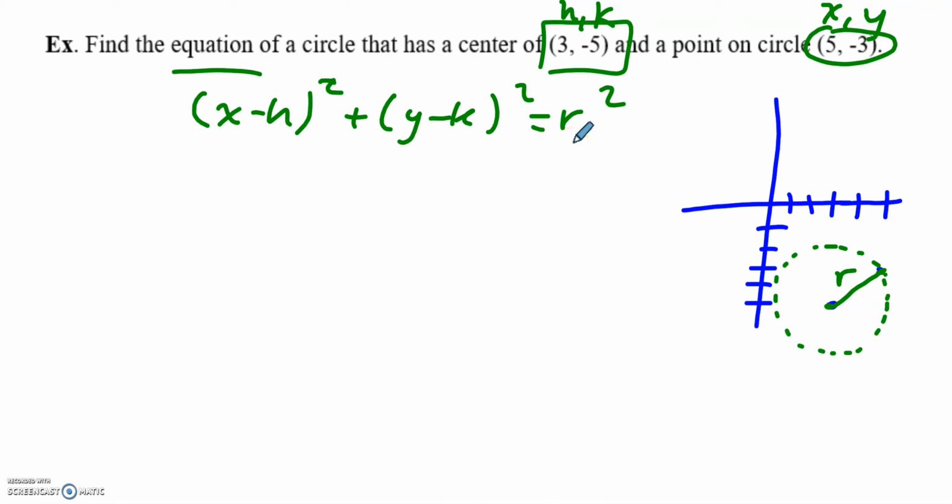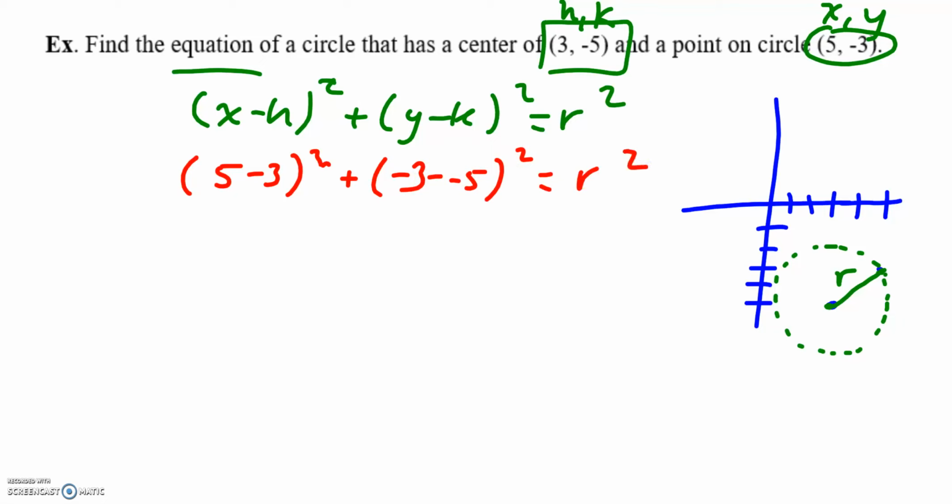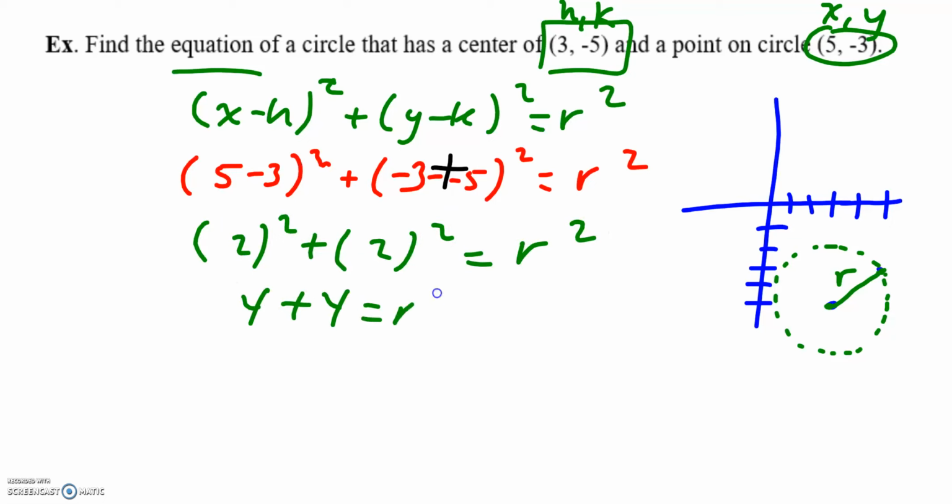find the radius, and then answer our question? So my x value is 5, my h value is 3, so we have 5 minus 3 squared, plus the y value is -3, the k value is -5. So be careful, it should be minus -5 squared equals r squared. So this really becomes a plus. So I have 2 squared plus another 2 squared equals r squared. 4 plus 4 equals r squared.